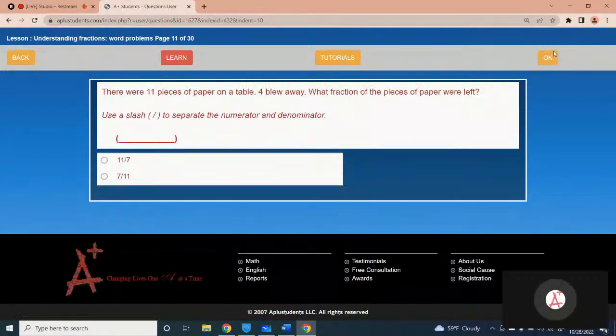There are 11 pieces of paper on a table, 4 blew away. What fraction of the pieces of paper were left? So 11 minus 4 is 7. That means now you have 7 papers. So the correct option is 7 over 11. Got it? Just select the correct option and click on the OK button. So it would be 7 over 11. Got it?